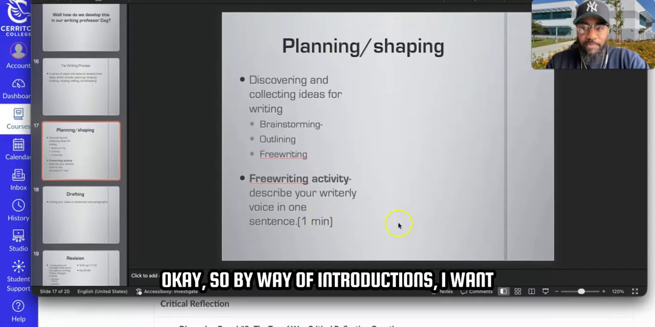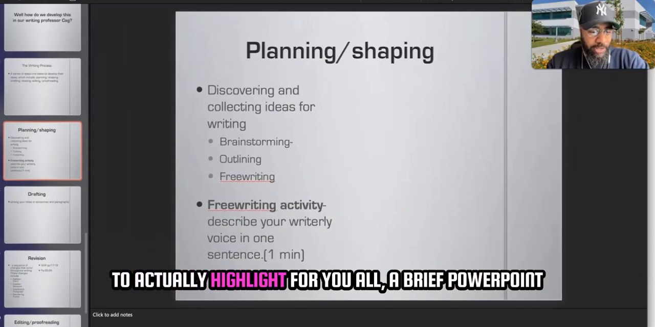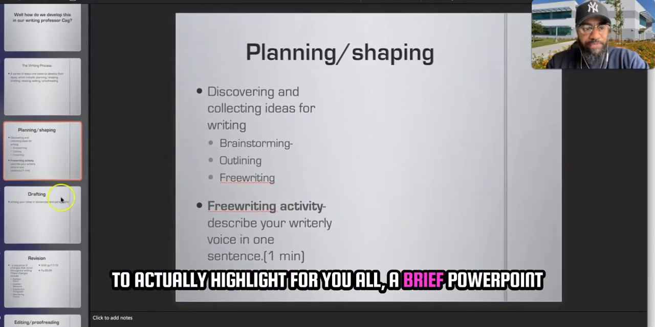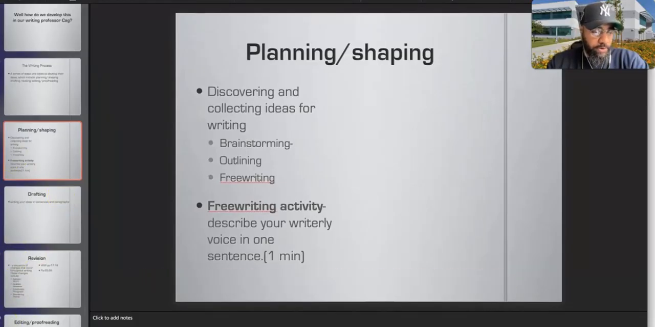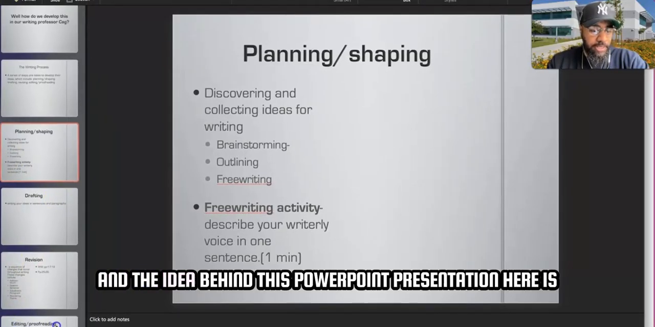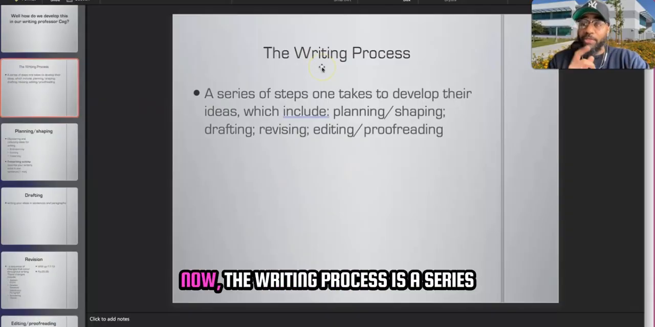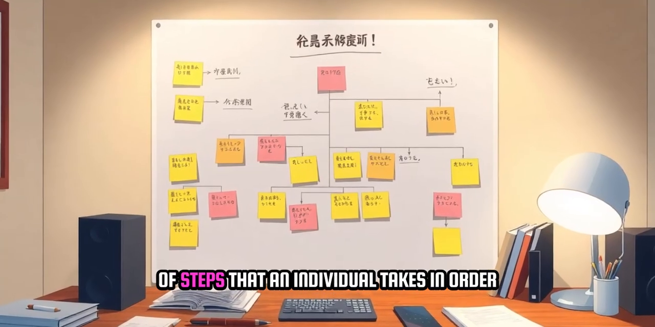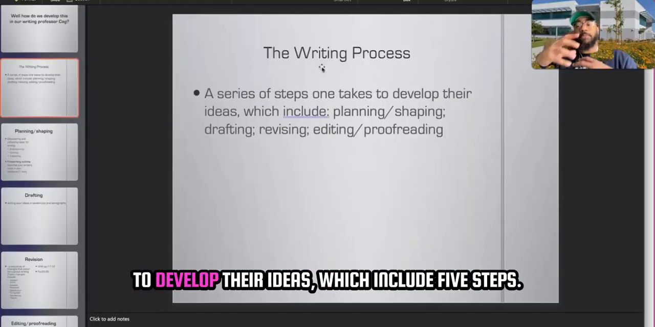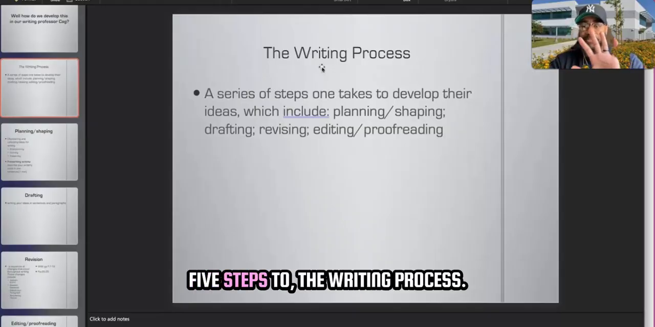So, by way of introduction, I want to highlight for you all a brief PowerPoint presentation that I've put together. The idea behind this presentation is to introduce you to what we call formally the writing process. The writing process is a series of steps that an individual takes in order to develop their ideas, and there are 5 steps. 5 steps to the writing process.